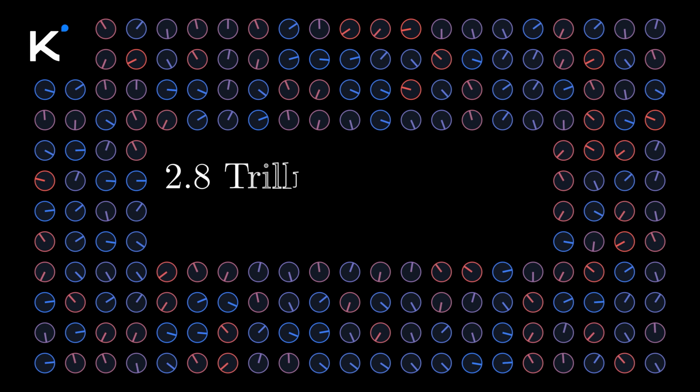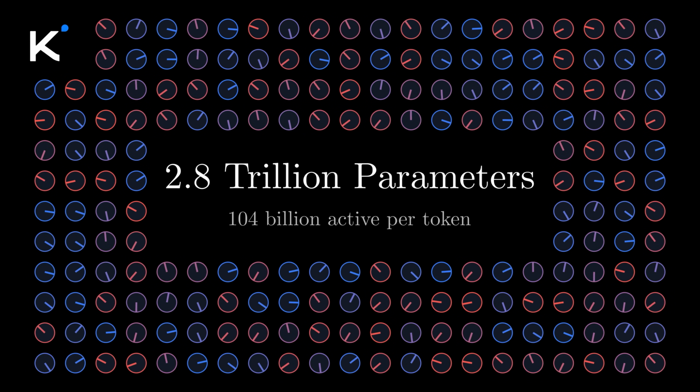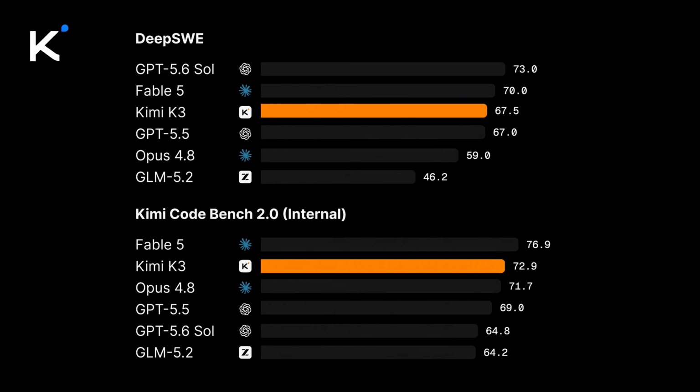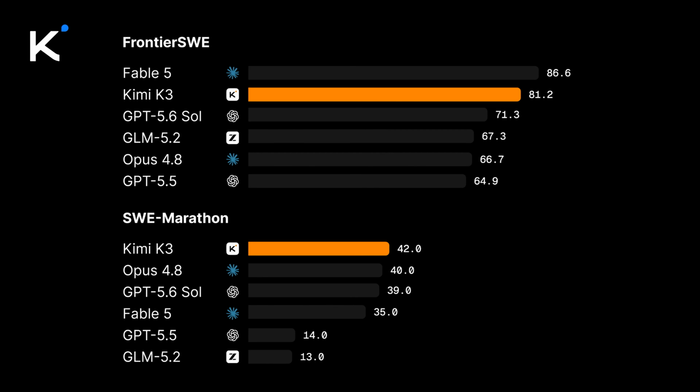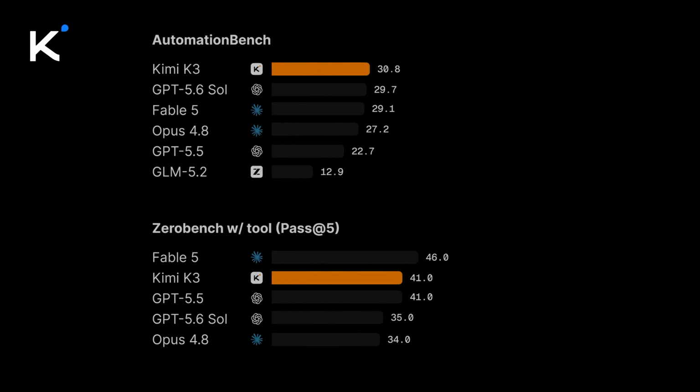Kimi K3 scales to a whopping 2.8 trillion parameters. This new model shows strong performance across long-horizon coding, knowledge work, and reasoning benchmarks, making it competitive with leading closed-source models. Let's explore the architecture that makes this possible.